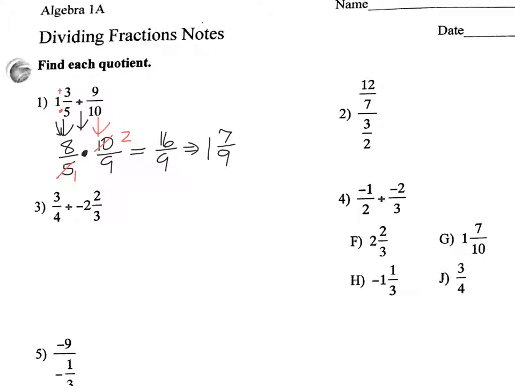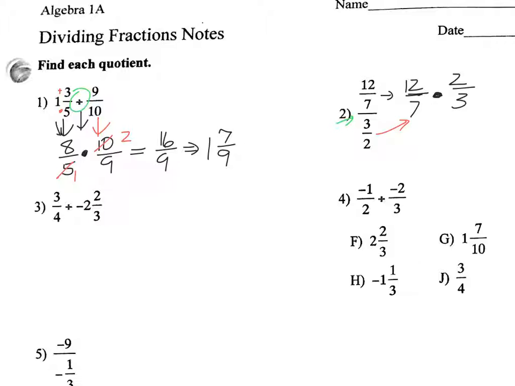Okay, number 2 is the same type of problem. It's just written differently. So instead of using this division symbol right here, we're using a fraction bar, which is also division, but we're still going to do the same process. I'm going to take the first fraction, 12 over 7. Oops. There we go. Let me erase that and do that a little bit cleaner. Okay, 12 over 7. Times, now I'm going to flip that fraction to 2 over 3.